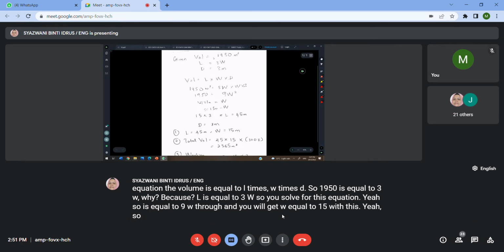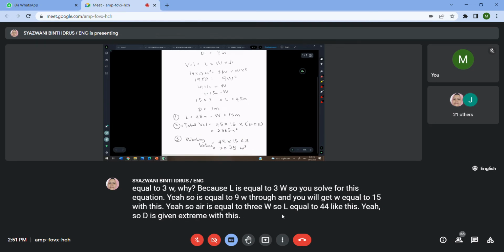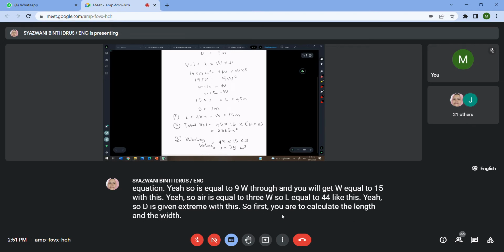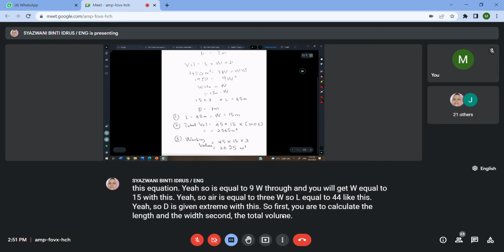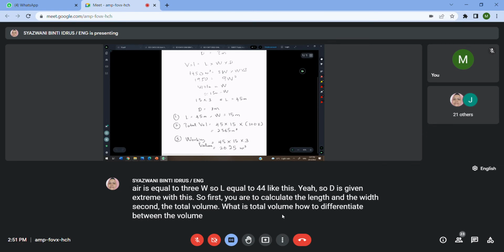So L is equal to 3W, so L is equal to 45 meters. D is given as 3 meters. So first, you are to calculate the length and the width, and second, the total volume. What is total volume? How to differentiate between total volume and working volume?